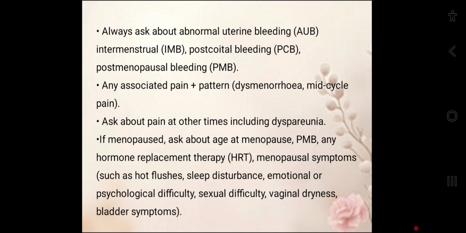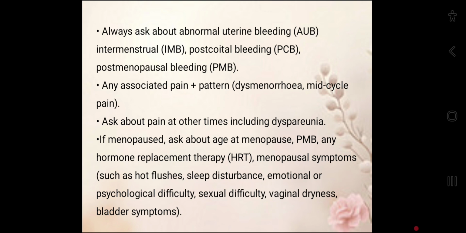Don't forget to ask about abnormal uterine bleeding. Menstrual cycle is normal uterine bleeding, but abnormal uterine bleeding includes, for example, intermenstrual bleeding between two menstrual cycles, postcoital bleeding following sexual intercourse, and postmenopausal bleeding after diagnosis of menopause. If the patient has vaginal bleeding, this is postmenopausal bleeding.